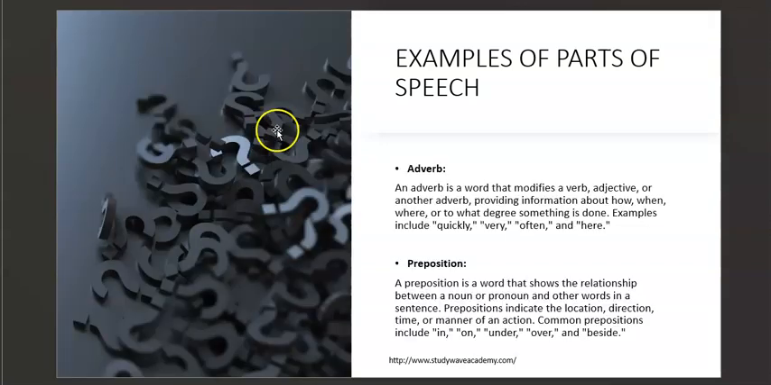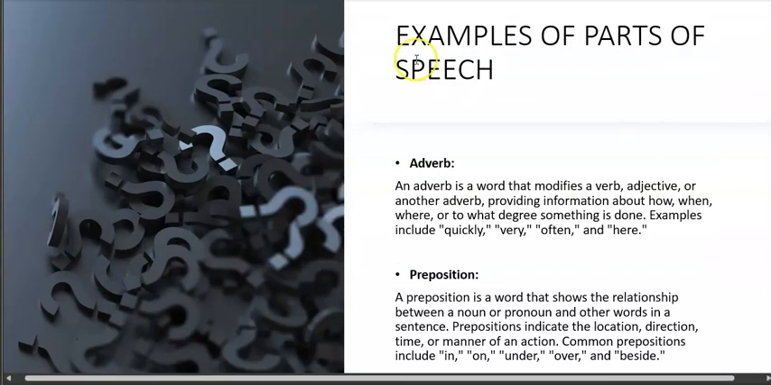Other categories include adverbs. So let me increase my font here so you can see. So look at that, very beautiful. Adverbs are basically words that modify a verb. They not only modify a verb, but also modify adjectives and even other adverbs. They provide more information about how, when, or where, or to what degree something is done. Okay, so we have words like quickly, very, often, and here.